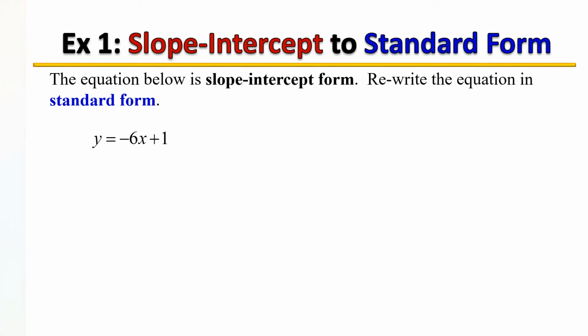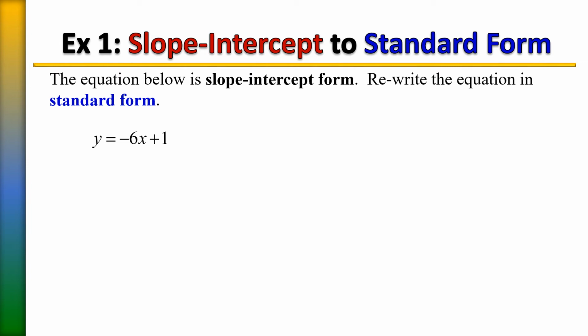So here we're given an equation in slope-intercept form, and we know it's in slope-intercept form because it is solved for y. And then on the other side, you have your slope, which in this case is -6, and you have your y-intercept of 1. Now we are asked to rewrite this equation in standard form. And recall, standard form is where x is first, then y, and then the number by itself is on the right side of the equation.